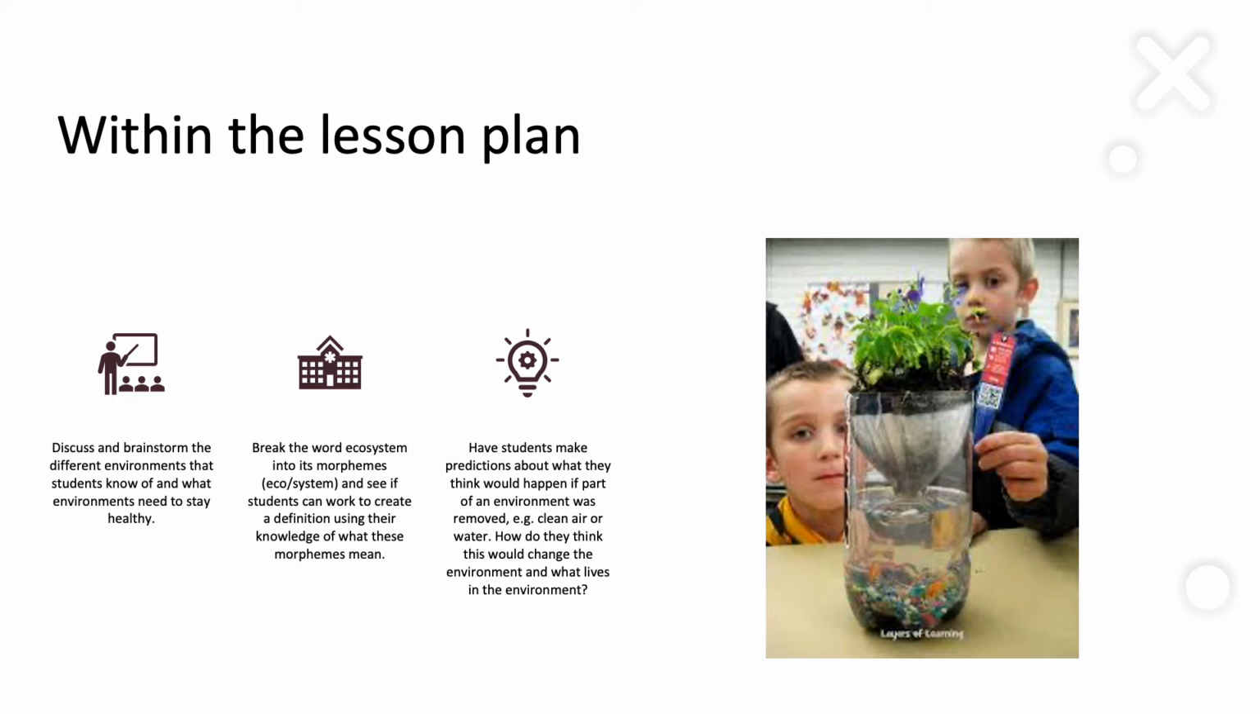Within the lesson plan, discuss and brainstorm the different environments that students know of and what environments need to stay healthy. Break the word ecosystem into morphemes, eco/system, and see if students can work to create a definition using their knowledge of what these morphemes mean. Have students make predictions about what they think would happen if part of an environment was removed, e.g., clean air or water. How do you think this would change the environment and what lives in the environment?